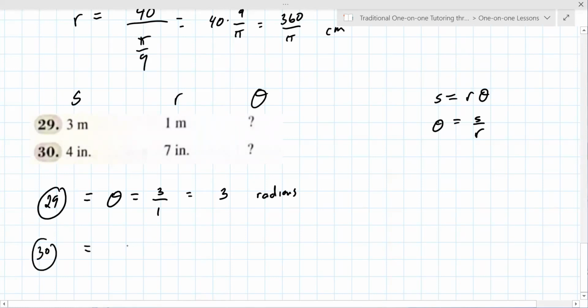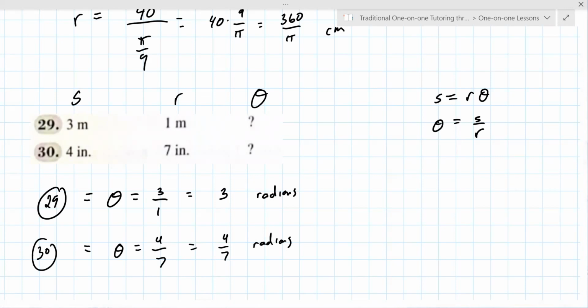In 30, theta is 4 over 7. But again, that's 4 over 7 radians. If they wanted it in degrees, you would do the conversion, but it doesn't say to do it in degrees. Okay. So as long as you say rad or radians, you're good. There's no issue there. 38.